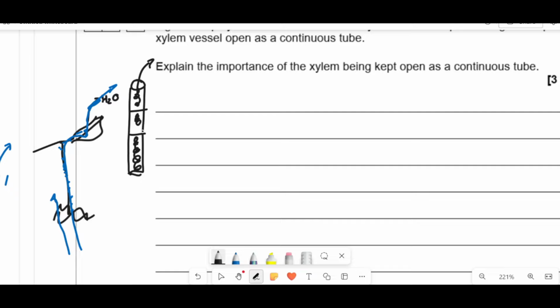That's not going with it either. There's no cohesion between them, no tension for them. So what it does is it allows an unbroken water column. And you need to explain why that's helpful and why this happens.